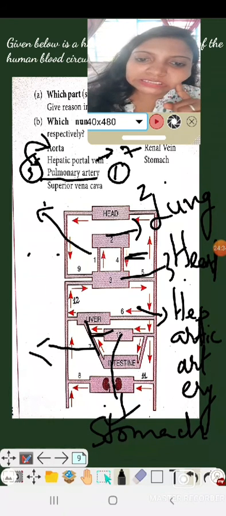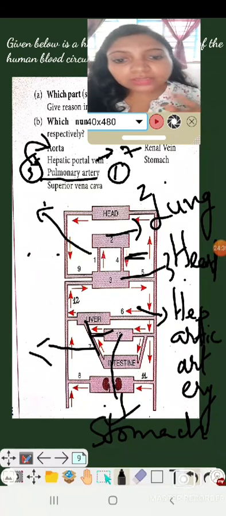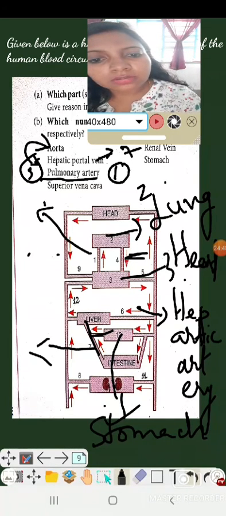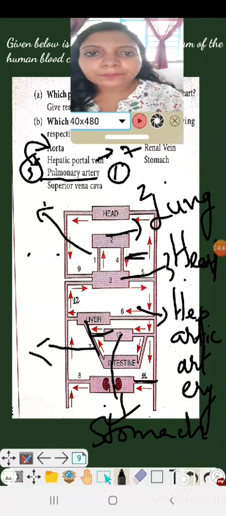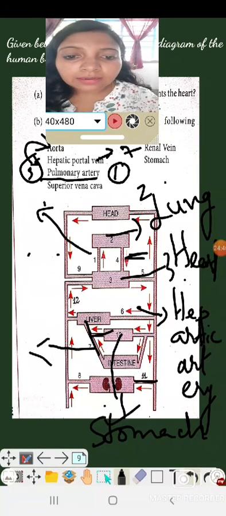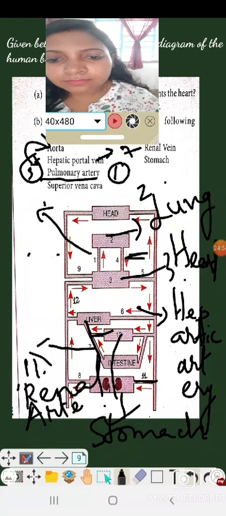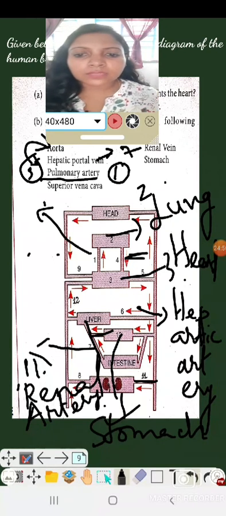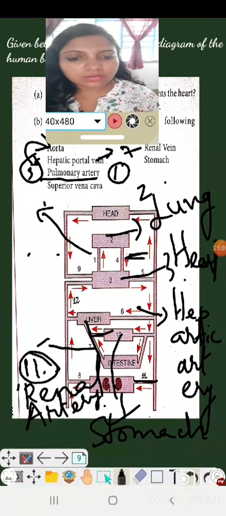Then number 8. What can you write? 11 and 8. What is 11? This is the renal artery, the renal artery that enters the kidney. So number 11, you write renal artery. Have you written number 11? Now I will rub this one, number 11.